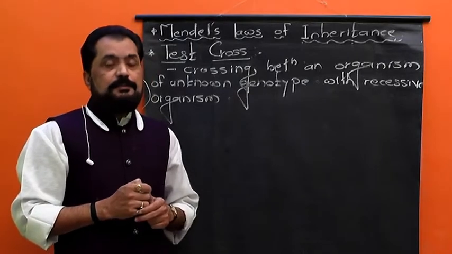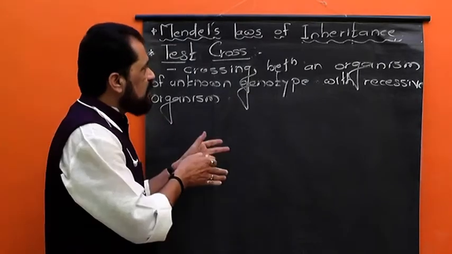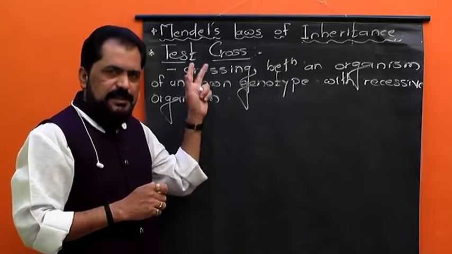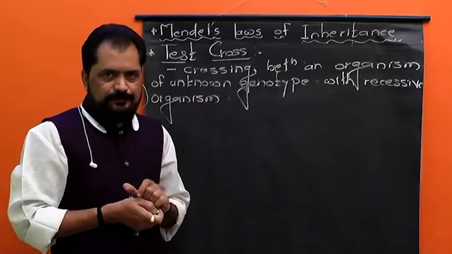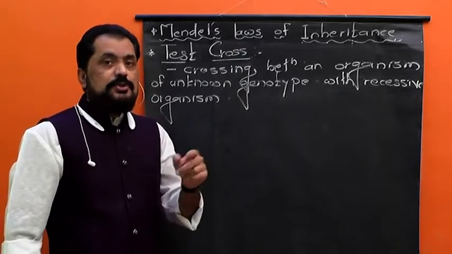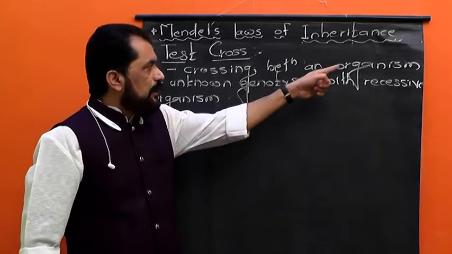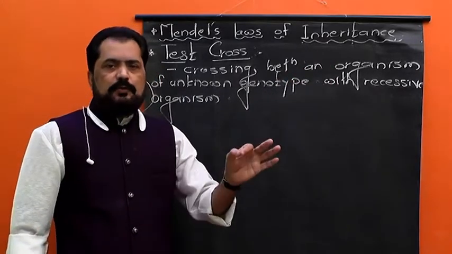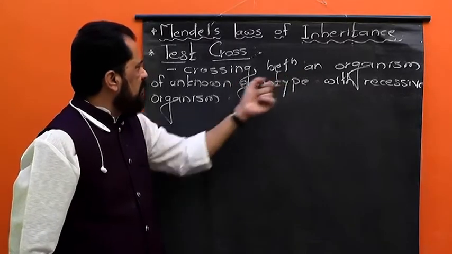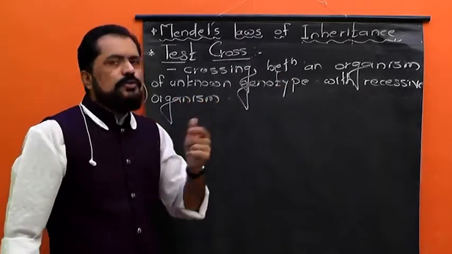But before that, let me tell you why this cross is known as test cross. Actually, the name itself indicates test cross. This cross is performed to know the genotype of any particular organism. Look here, I have written it is the crossing between an organism of unknown genotype.